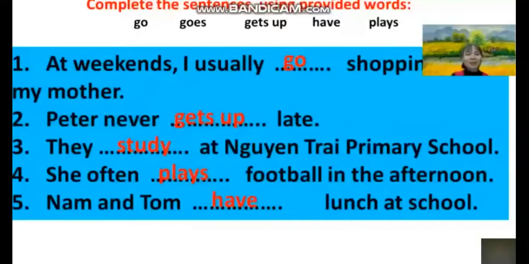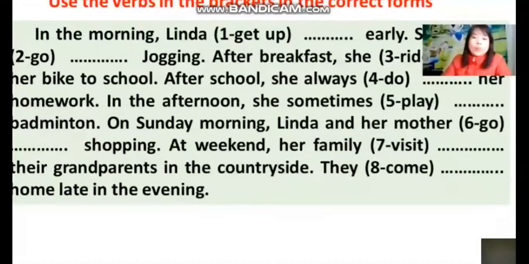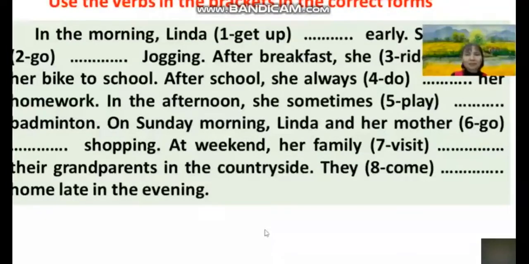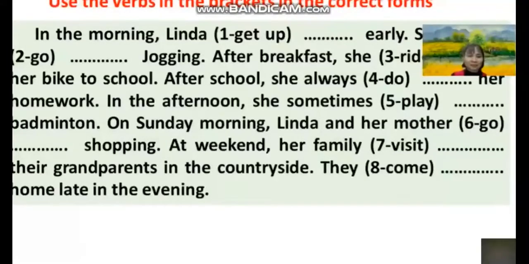I would like you to do another exercise. Work in groups. Put the verb in the brackets in the correct form. About four minutes for you. Are you clear? Okay. Have you got your answers? Yes or no? Group six, please.